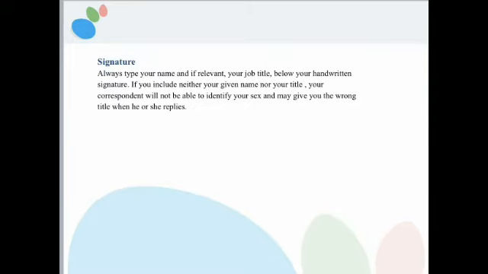Signature. Always type your name and, if relevant, your job title below your handwritten signature. If you include neither your given name nor your title, your correspondent will not be able to identify your sex and may give you the wrong title when he or she replies.